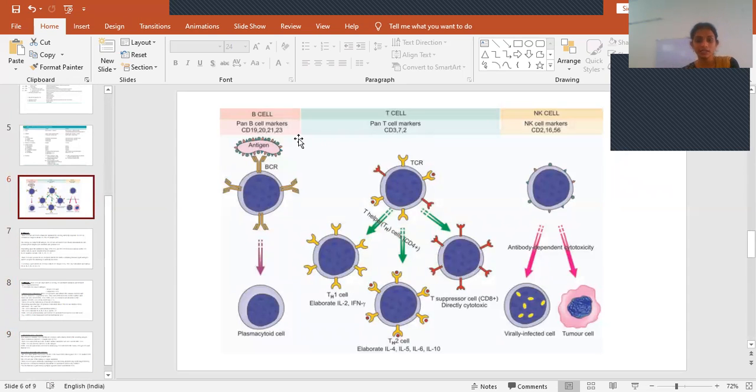So here if you see this, the CD markers for B cells are 19, 20, 21, 23. For T cells it is 3, 7 and 2. For natural killer cells it is 2, 16 and 56. So these are the NK cell markers.